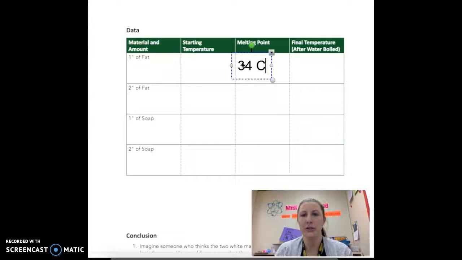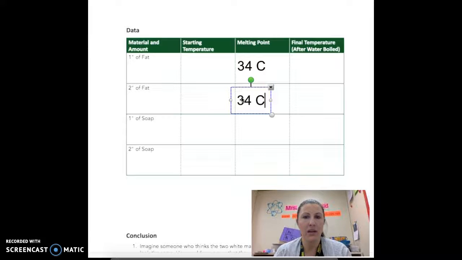and I'll just put a C rather than spend time getting the degree symbol in there, but about 34 degrees Celsius. Because fat's a substance, it'll have the same melting point. So you should have seen that no matter how much fat you had, it should have melted around the same temperature. Obviously, the 2 inches would take more time because there was more of it, so it takes longer to melt, but the temperature should have remained the same. And this was about what we found on average as a class. So we weren't far off looking at your data from yesterday.